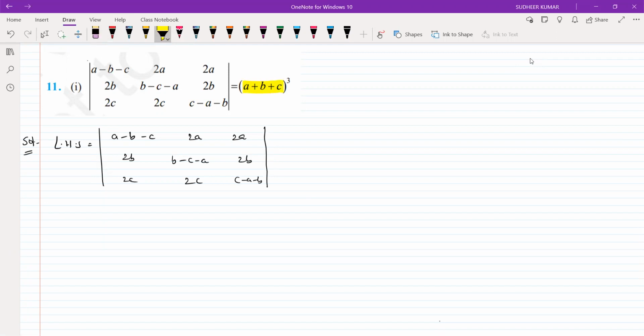Is it possible to convert the left side, any row or column, as A plus B? R1 plus R2 plus R3. That's it. Very good. So we can apply that. Applying R1 changed as R1 plus R2 plus R3. If you find this relation, you can easily get the answer. This is the easiest way to proceed further.